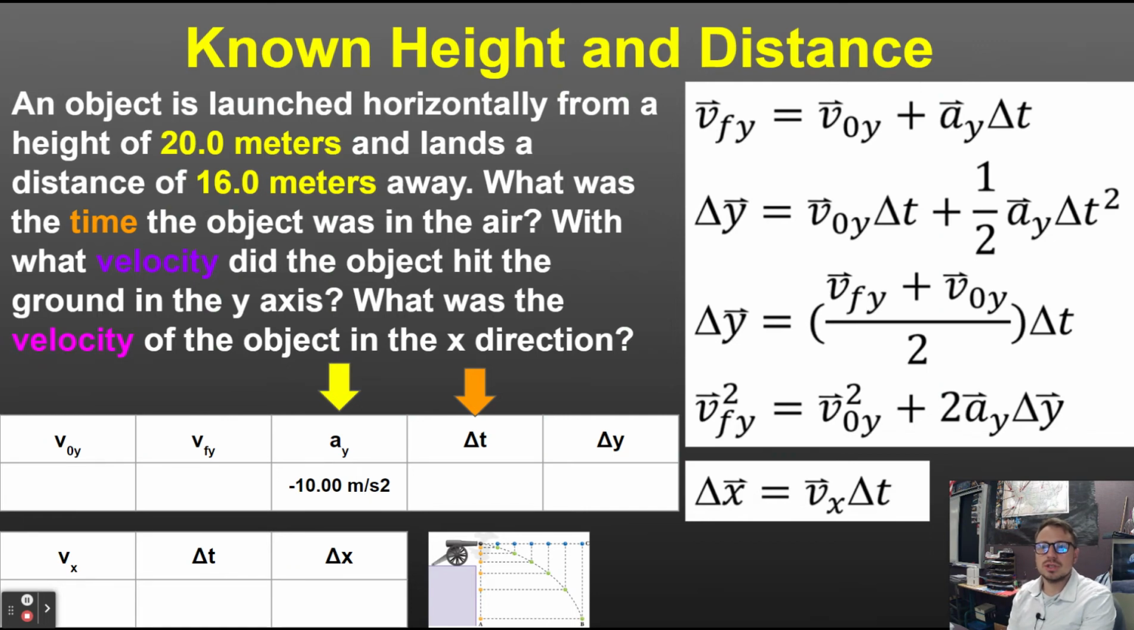So an object is launched horizontally from a height of 20 meters and lands a distance 16 meters away. What was the time the object was in the air? With what velocity did the object hit the ground in the y-axis? What was the velocity of the object in the x direction?